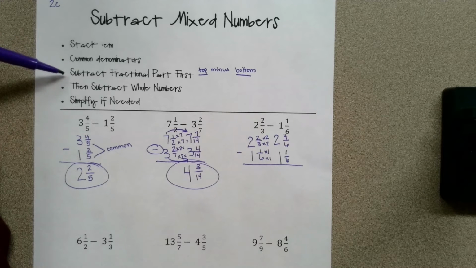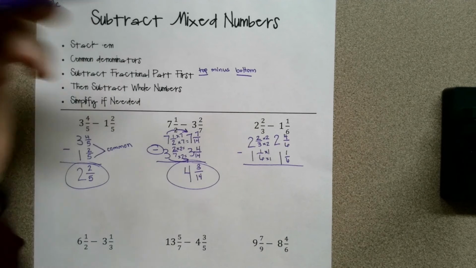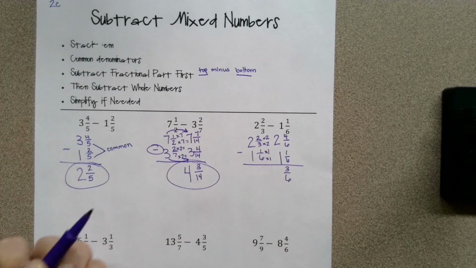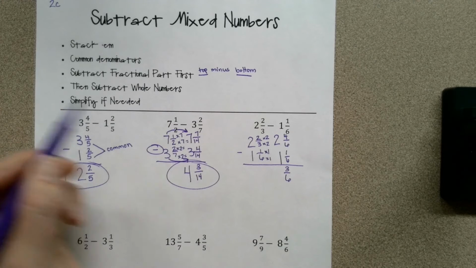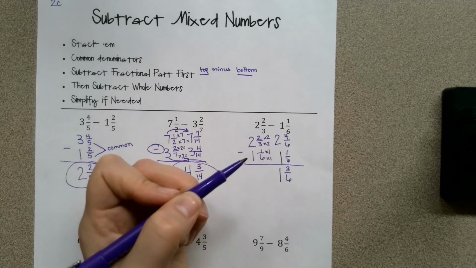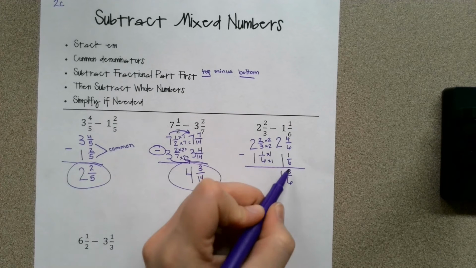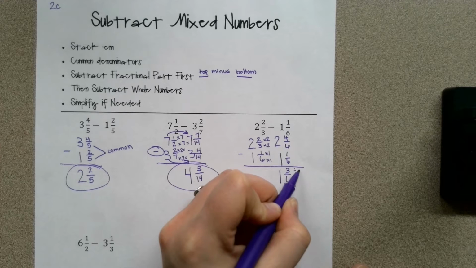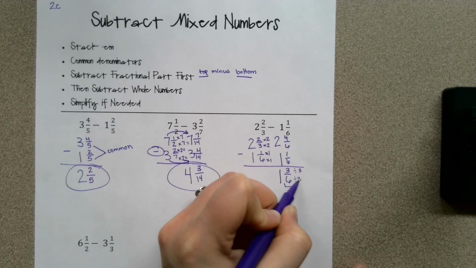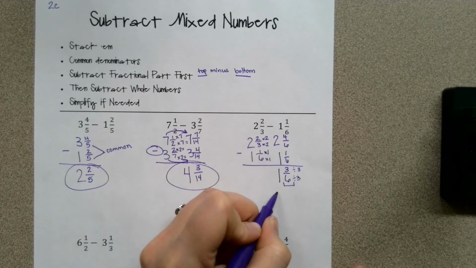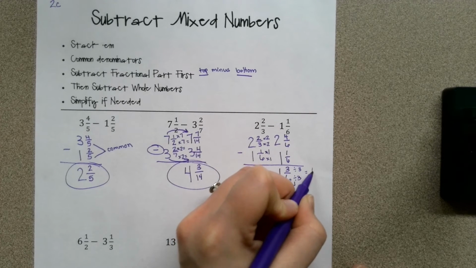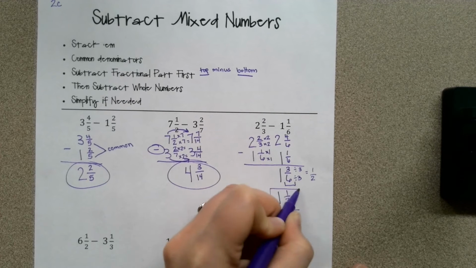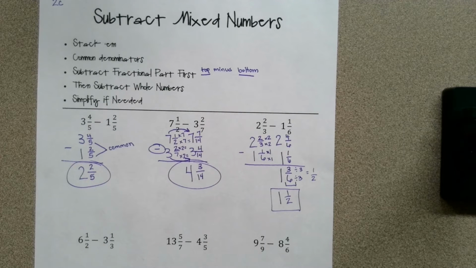We have common denominators, now we need to subtract those fractional parts, top minus the bottom, so 4 minus 1 gives us 3/6. Then we can subtract the whole numbers, 2 minus 1 is 1, and then check to see if we can simplify. 3/6, they can both be divided by 3, which will give us 1. 3 divided by 3 is 1. 6 divided by 3 is 2, so now we have 1 1/2 instead as our final answer.